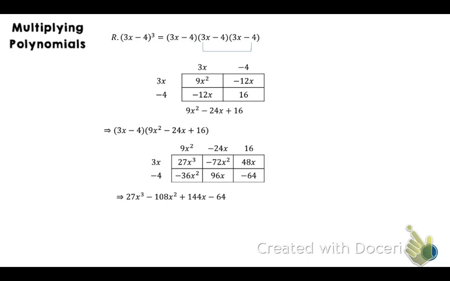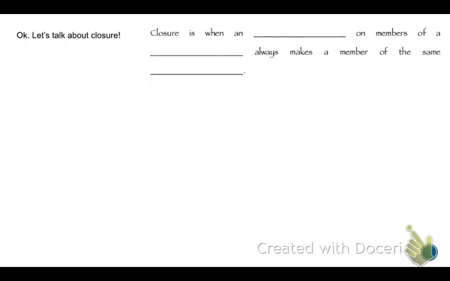Alright. Okay, let's get into something that's a little bit different. Most of that has kind of been reviewed. You've done it last year, hopefully. Now let's talk about closure. So closure is when an operation on members of a domain always makes a member of the same domain. Or members of, I don't know if domain's the right word, so a set, members of a set are of the same set. Domain, set, I don't care which one you put. Okay?